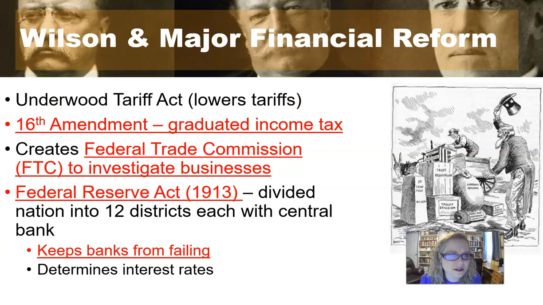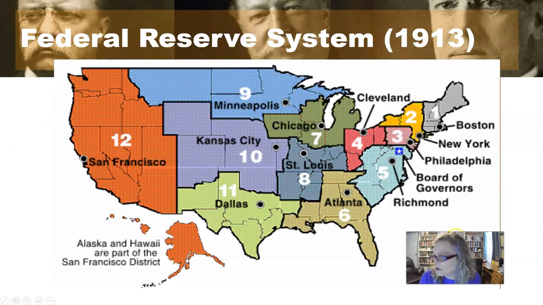He was actually an economist at a college, I believe Princeton. And during his presidency too, the 16th Amendment was passed, graduated income tax, which was also an idea of the progressives and the populists. He creates the Federal Trade Commission, FTC, that's still around, and the Federal Reserve Act, which was supposed to be created to help banks not fail. We know that doesn't happen because in 1929 we had the stock market crash. But even today we still have the Federal Reserve System.